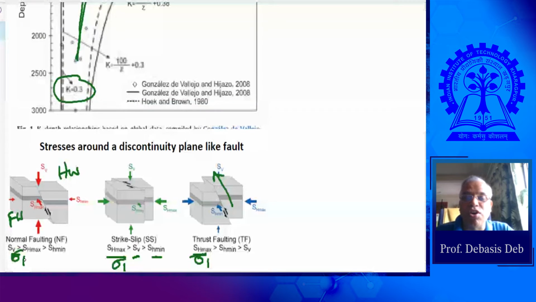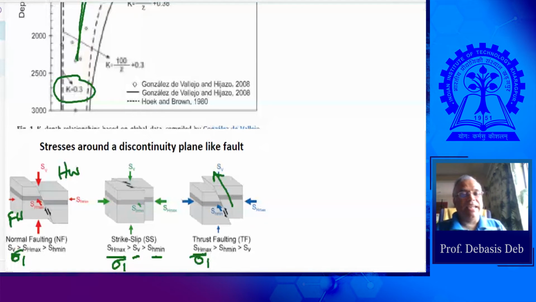But if it is a thrust fault, that means sigma 1 is the horizontal stress, meaning horizontal stress was more. That's why it has gone up. Then sigma H min and then sigma V. So accordingly, we have to understand what is the value of K I have to take. This is what should be the understanding if there is a fault.